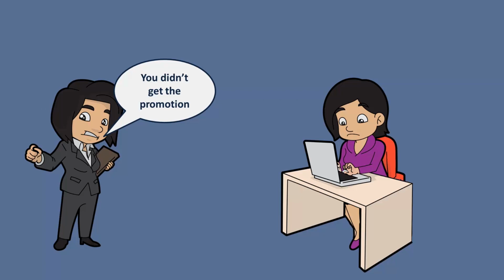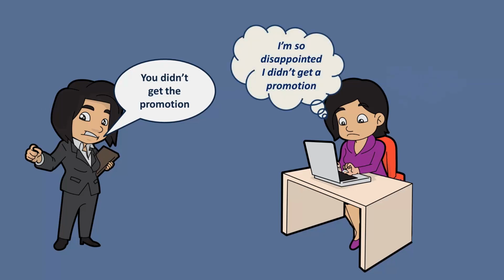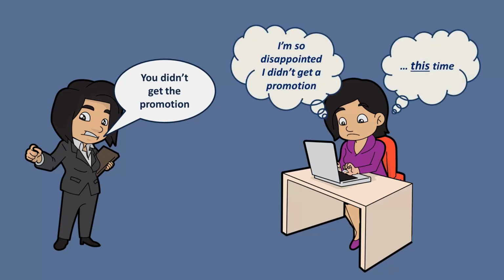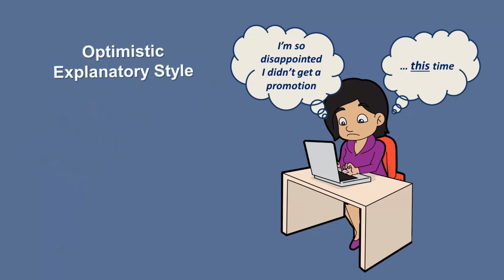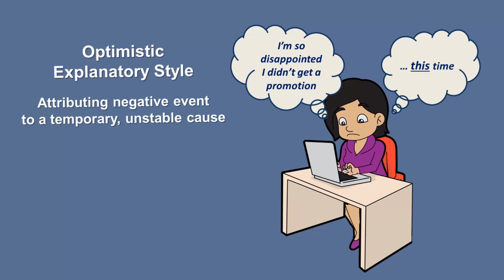But if instead we think, I'm so disappointed I didn't get a promotion this time, then it's not something we see as permanent. It happened this time. Maybe another time it'll be different. So that's an optimistic explanatory style. We're attributing this negative event to a temporary or unstable or one-time cause. We don't see it as a permanent state, and so we don't feel helpless.